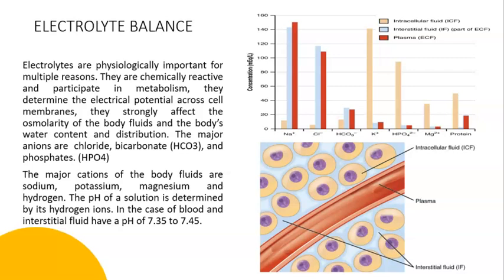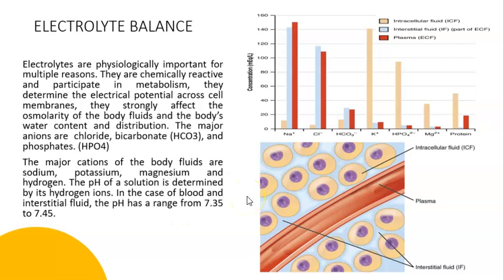Hydrogen is very important because the pH of a solution is determined by its hydrogen ions. In the case of blood and interstitial fluid, the pH has a range from 7.35 to 7.45. So here's the blood, and in the blood we have water, and that water is going to be part of plasma. So therefore, the pH of blood is 7.35 to 7.45. The same applies to the blue areas right here in between the cells. That is going to be the interstitial fluid. And interstitial fluid is going to have the same pH.